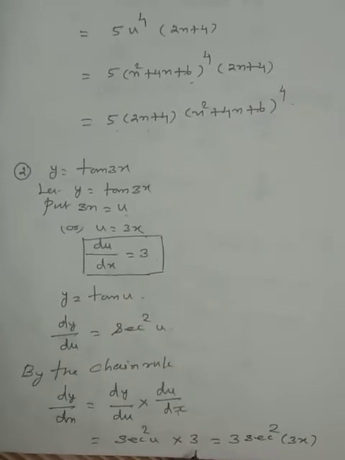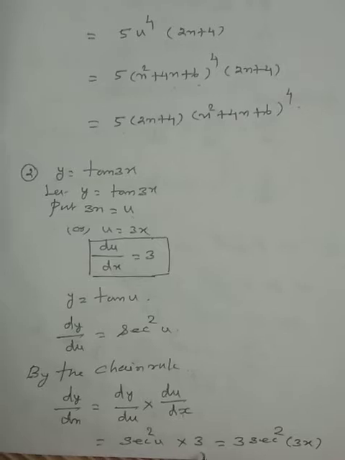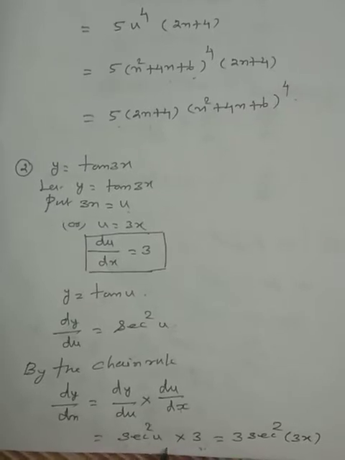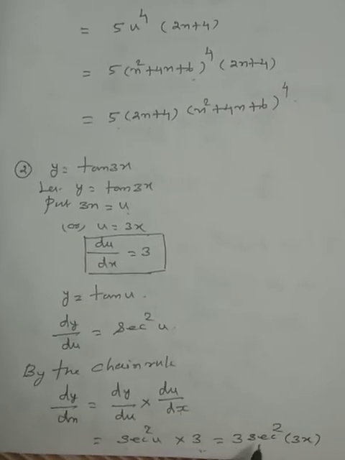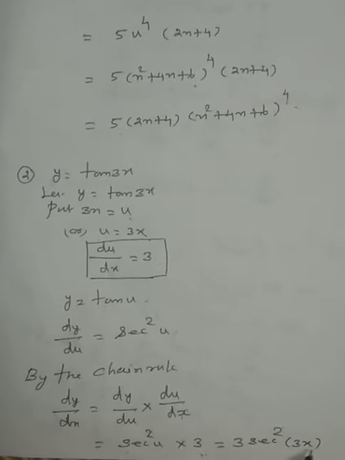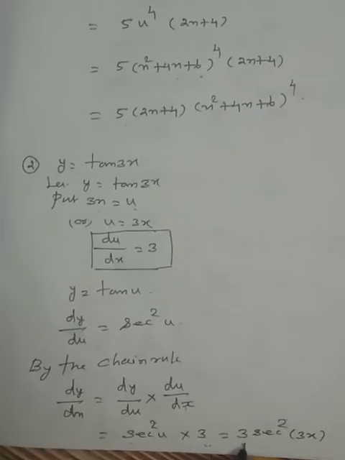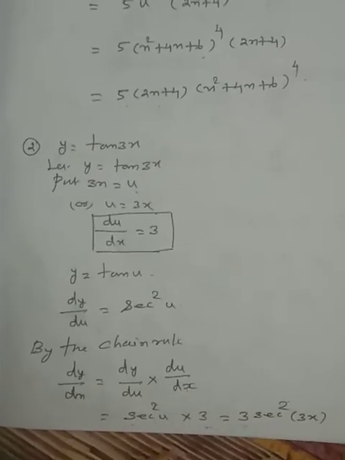So multiply 3 in secant square u, which is 3 into secant square u. But u is 3x, therefore 3 into secant square 3x is the answer.